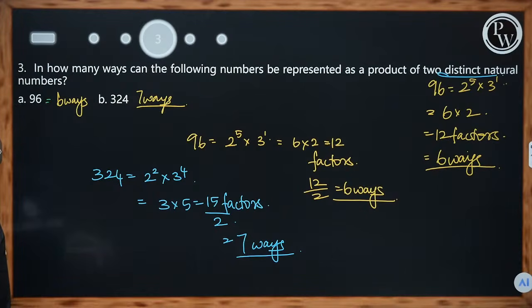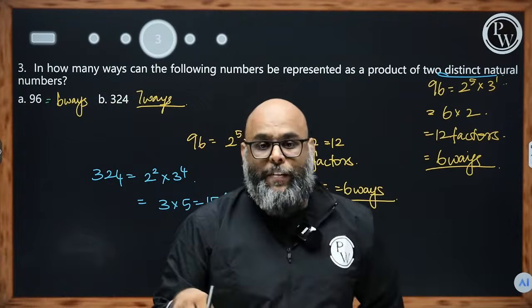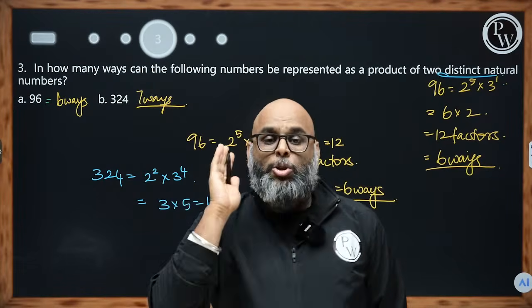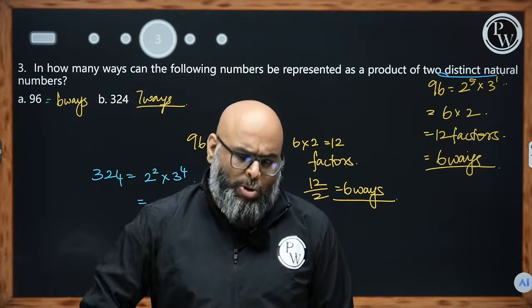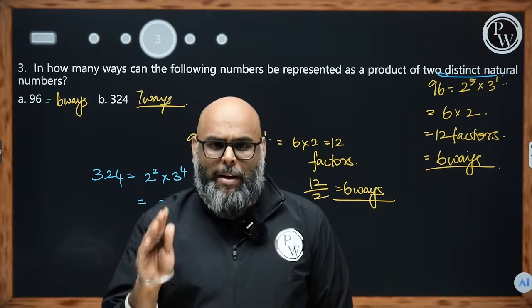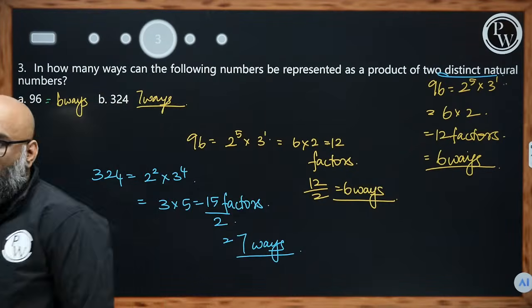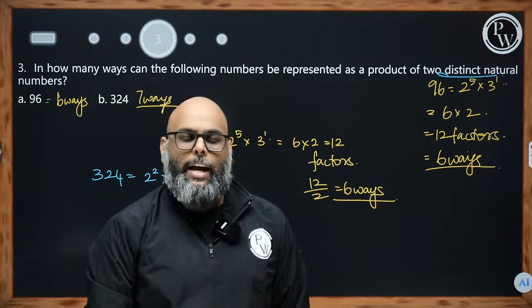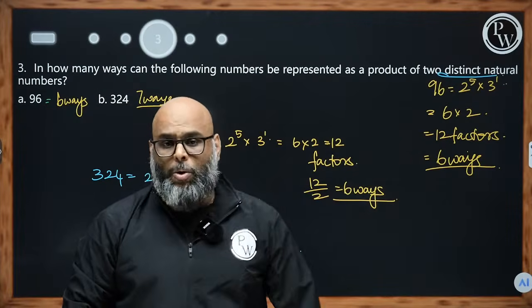Sir, can we conclude that every perfect square will be represented as n by 2 minus 0.5? No, Swastik, that's what I said. N by 2 minus 0.5 works only if the question says two distinct natural numbers. If the question says two natural numbers, I will say plus 0.5. It depends. Read the question carefully for that. You cannot put it under one blanket and say any perfect square minus 0.5. No. It depends on the condition over there. Right?